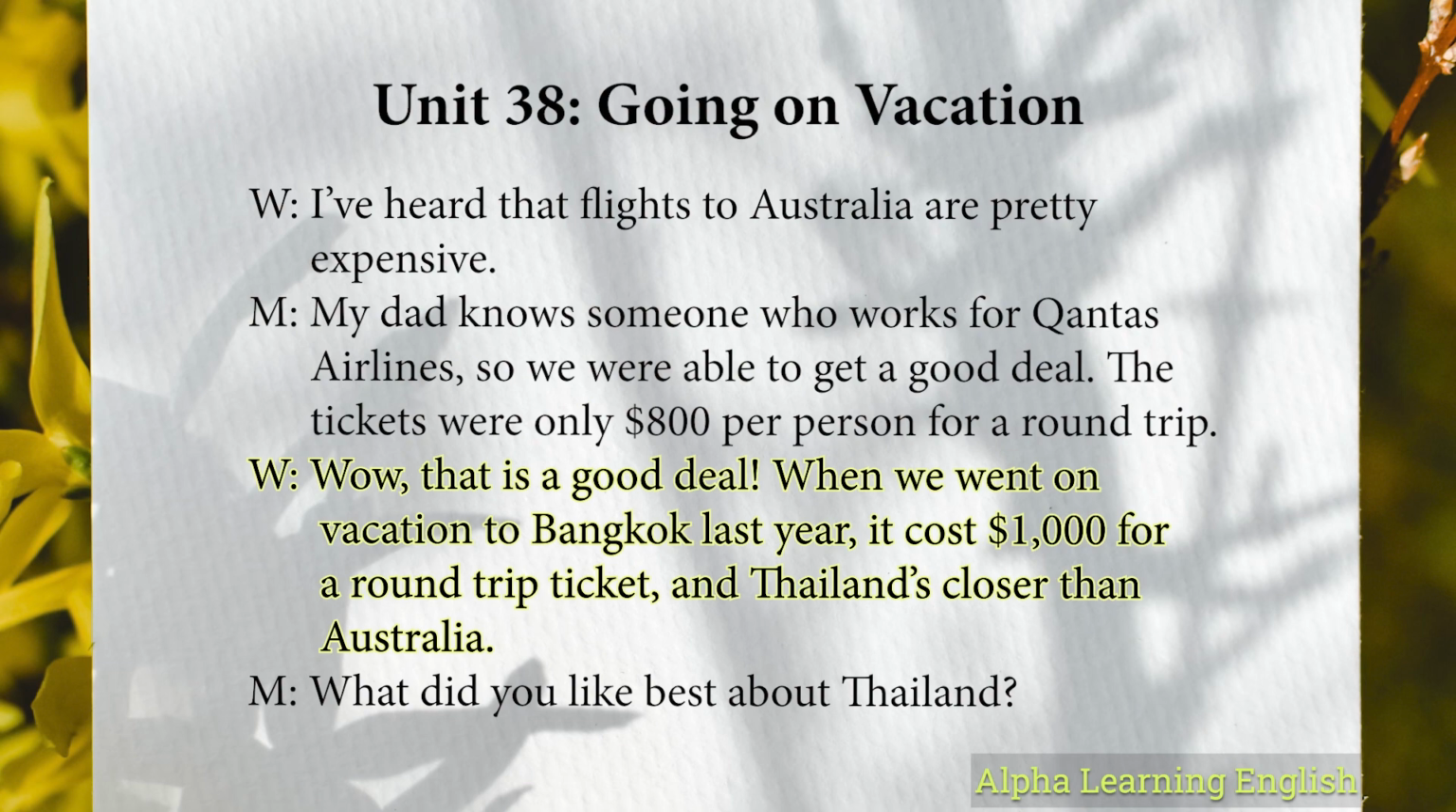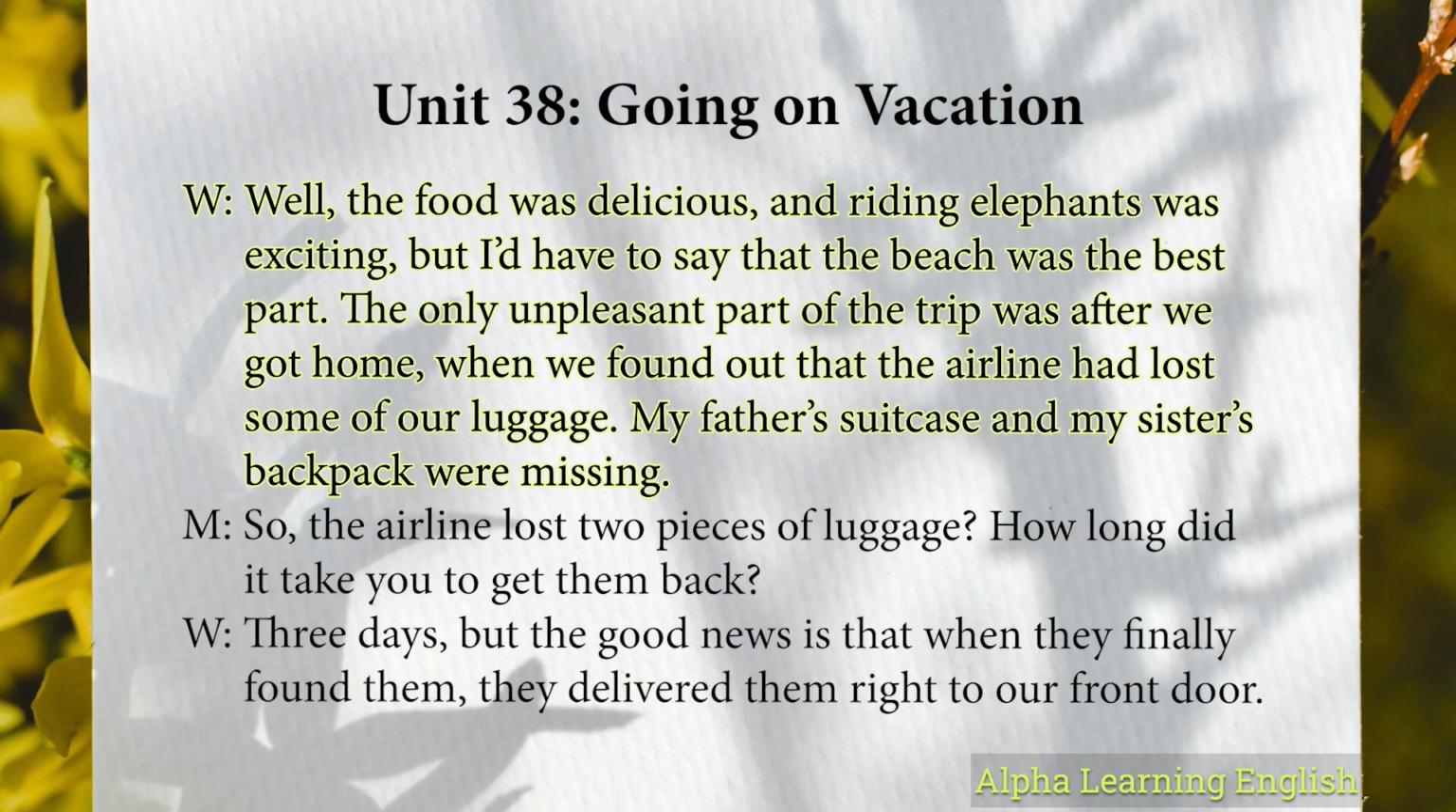When we went on vacation to Bangkok last year, it cost $1,000 for a round-trip ticket, and Thailand's closer than Australia. What did you like best about Thailand? Well, the food was delicious, and riding elephants was exciting, but I'd have to say that the beach was the best part. The only unpleasant part of the trip was after we got home, when we found out that the airline had lost some of our luggage. My father's suitcase and my sister's backpack were missing. So the airline lost 2 pieces of luggage? How long did it take you to get them back? 3 days. But the good news is that when they finally found them, they delivered them right to our front door.